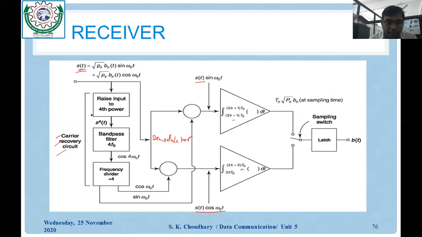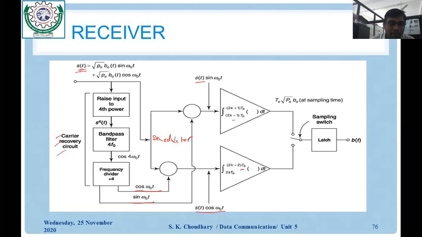But before that, the main aim is how to use this carrier recovery circuit, because we have to recover the carrier cos omega naught t and sin omega naught t from the received QPSK signal, which is a combination of the odd and even signals. First of all, we have to raise the input to the fourth power. In the case of binary BPSK signaling, we raised the power up to 2 only, but here we raise it to the fourth power.